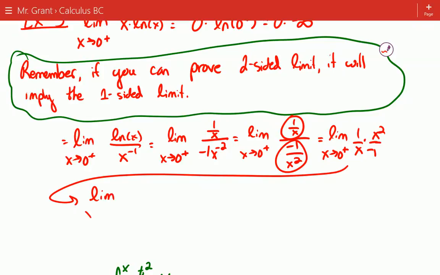As to the limit as x goes to 0 from the positive side of negative x, this is much easier. Plug 0 in here from the positive side, and as you get closer and closer to 0 for just the function negative x, you get closer and closer to 0, and we're done.